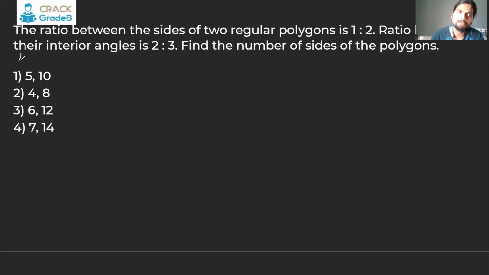Either you can go with the options also. Quickly, if you go with the options, because you know the ratio between the sides is 1:2, all the options have sides in the ratio 1:2. Now it says the ratio between the interior angles is 2:3. So 5.